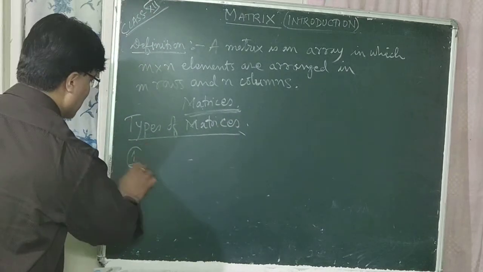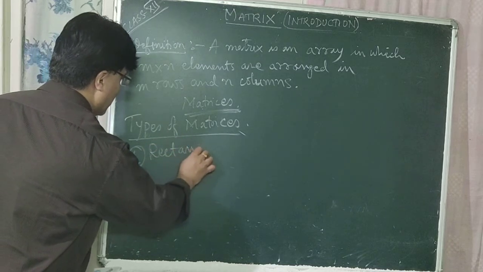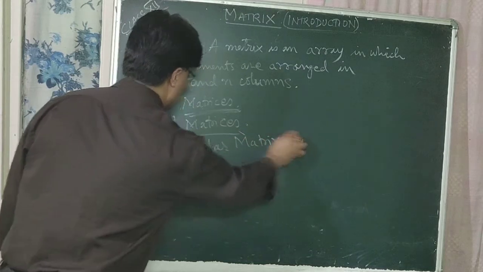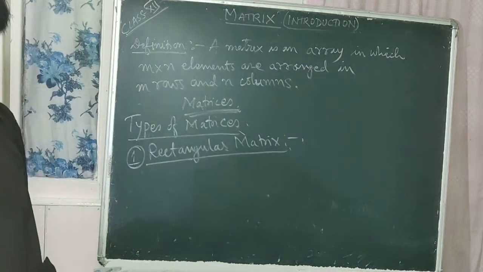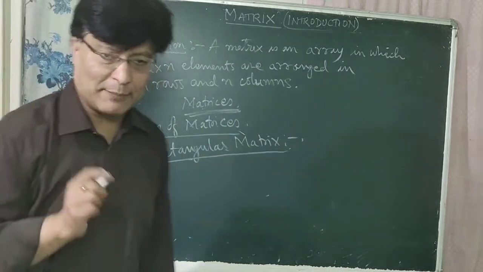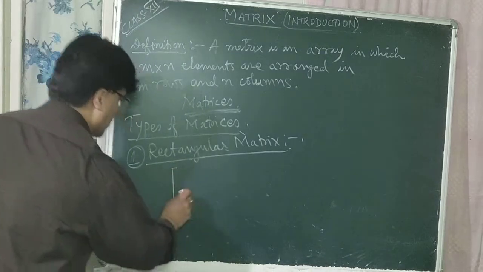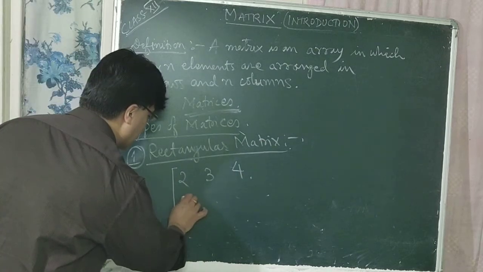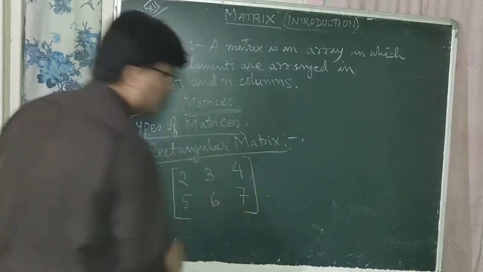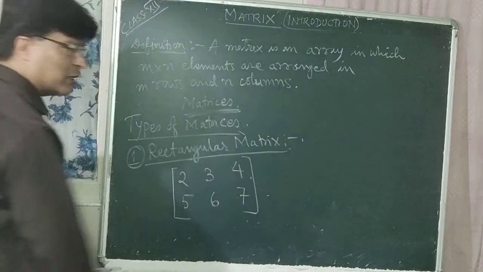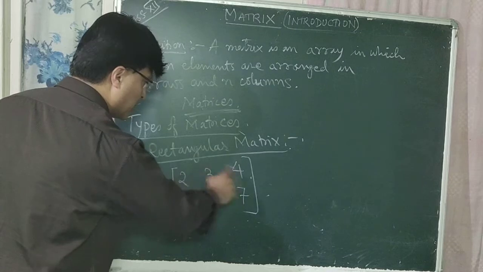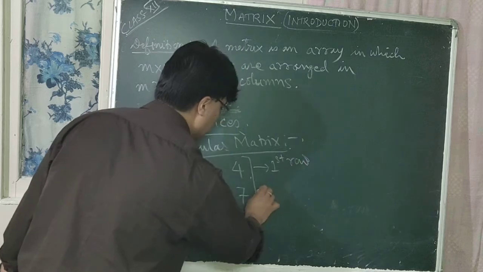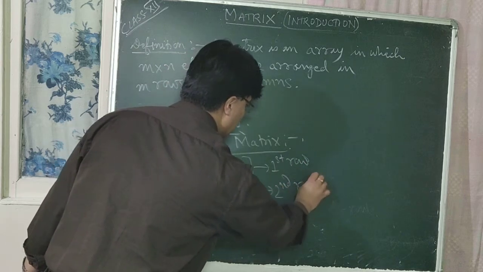Number one is rectangular matrix. What type of matrix is known as a rectangular matrix? I am giving you an example. Suppose in the first row there are 3 elements, 2, 3, 4, and in the second row there are 3 elements, 5, 6, 7. How many rows and how many columns are there? There are 2 rows and 3 columns. This is the first row and this is your second row.